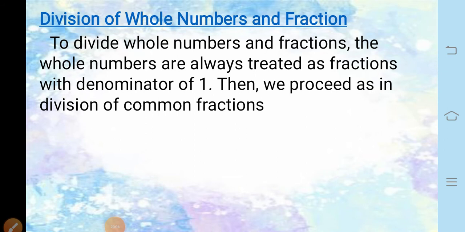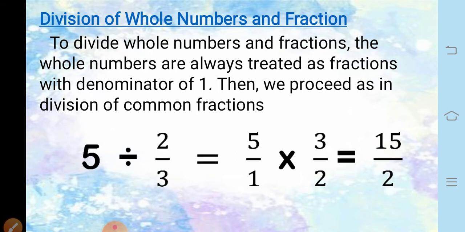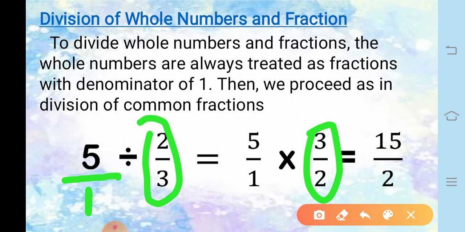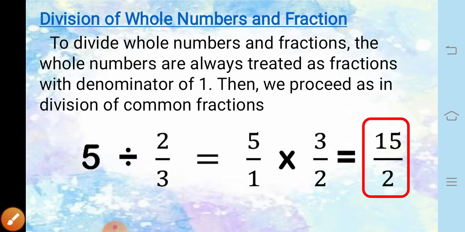To divide whole numbers and fractions, the whole numbers are always treated as fractions with the denominator of 1, as I said a while ago. Then we proceed as in division of common fractions. So 5 divided by 2 over 3 is equal to 5 over 1. Why 5 over 1? Because all whole numbers have a denominator of 1. So we have 5 over 1 times 3 over 2, because 3 over 2 is the reciprocal of 2 over 3. That's why we get the final answer of 15 over 2. No need to reduce it into lowest term because it is not necessary.